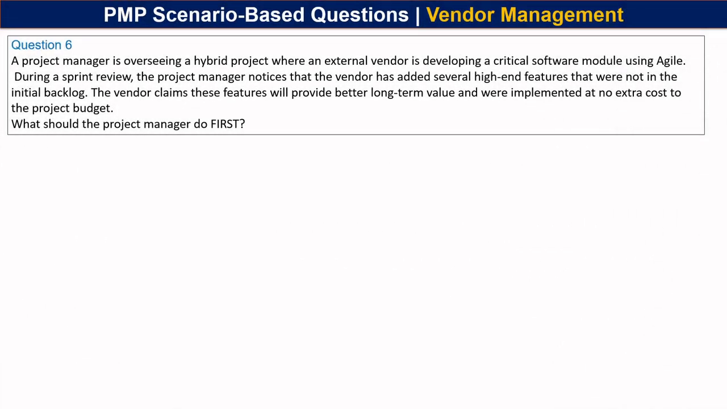Question 6. A project manager is overseeing a hybrid project where an external vendor is developing a critical software module using Agile. During a sprint review, the project manager notices that the vendor has added several high-end features that were not in the initial backlog. The vendor claims these features will provide better long-term value and were implemented at no extra cost to the project budget. What should the project manager do first?